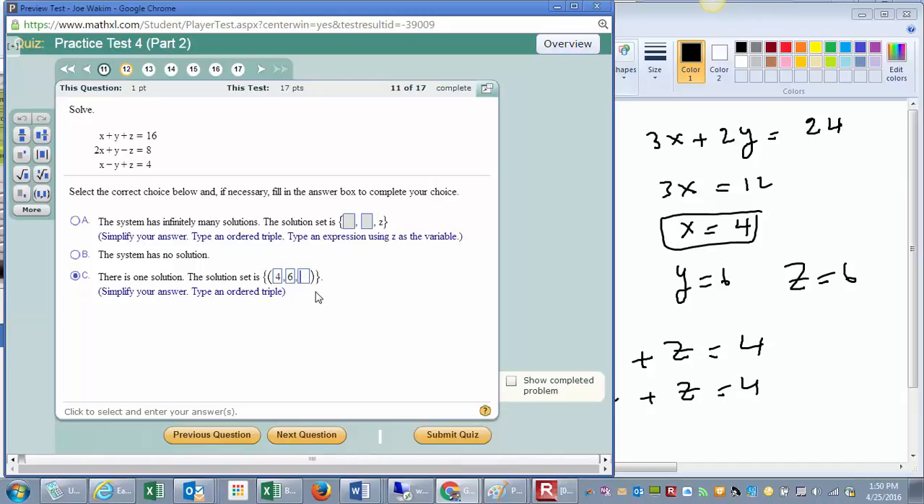I would like you to check, just in case. 4 plus 6, 10. 10 plus 6, 16. 8 plus 6, 14. 14 minus 6, 8. So it applies to all three, so we're good. Let's go to the third one, 13.